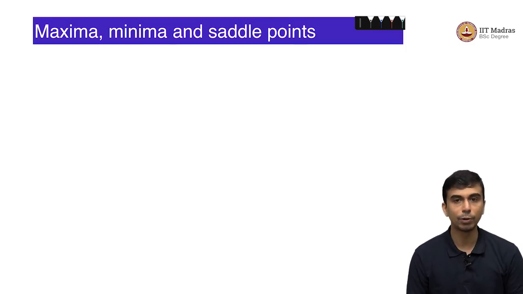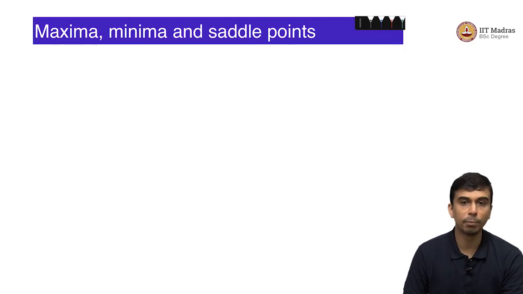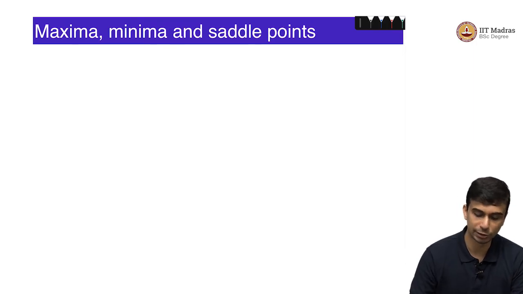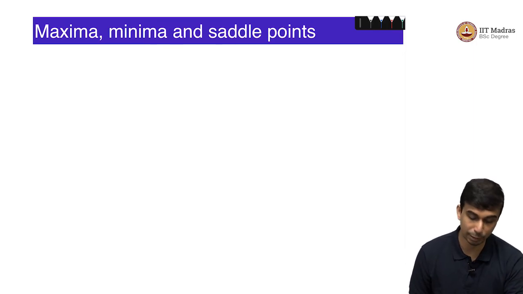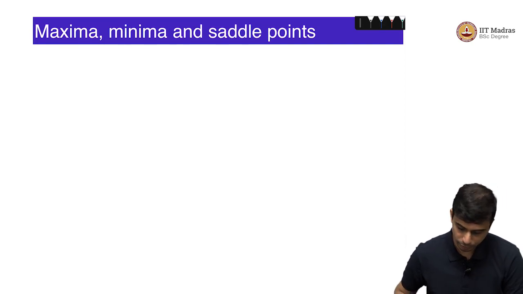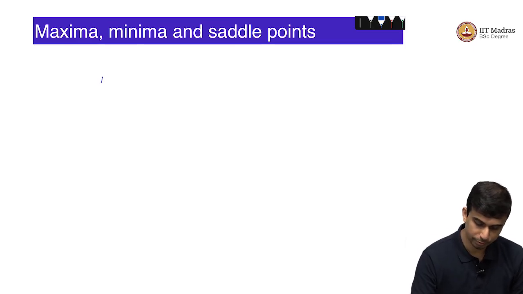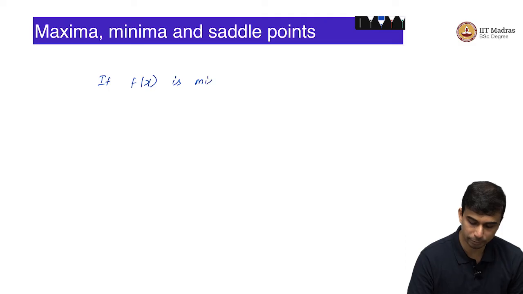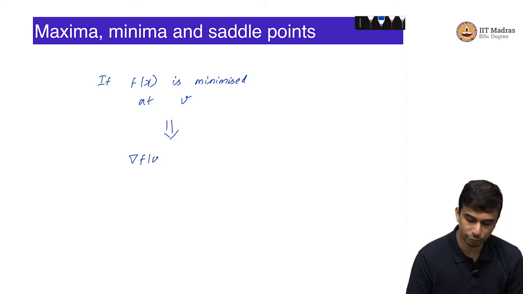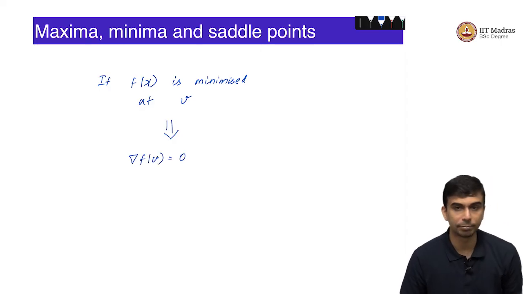And the same way that you had maxima, minima and saddle points for one dimensional functions based on the derivative, you have a very similar situation here with gradients and maxima, minima, saddle points. That is, if f of x is minimized at some point, let us say, some point v, then you have that grad f of v is the 0 vector.